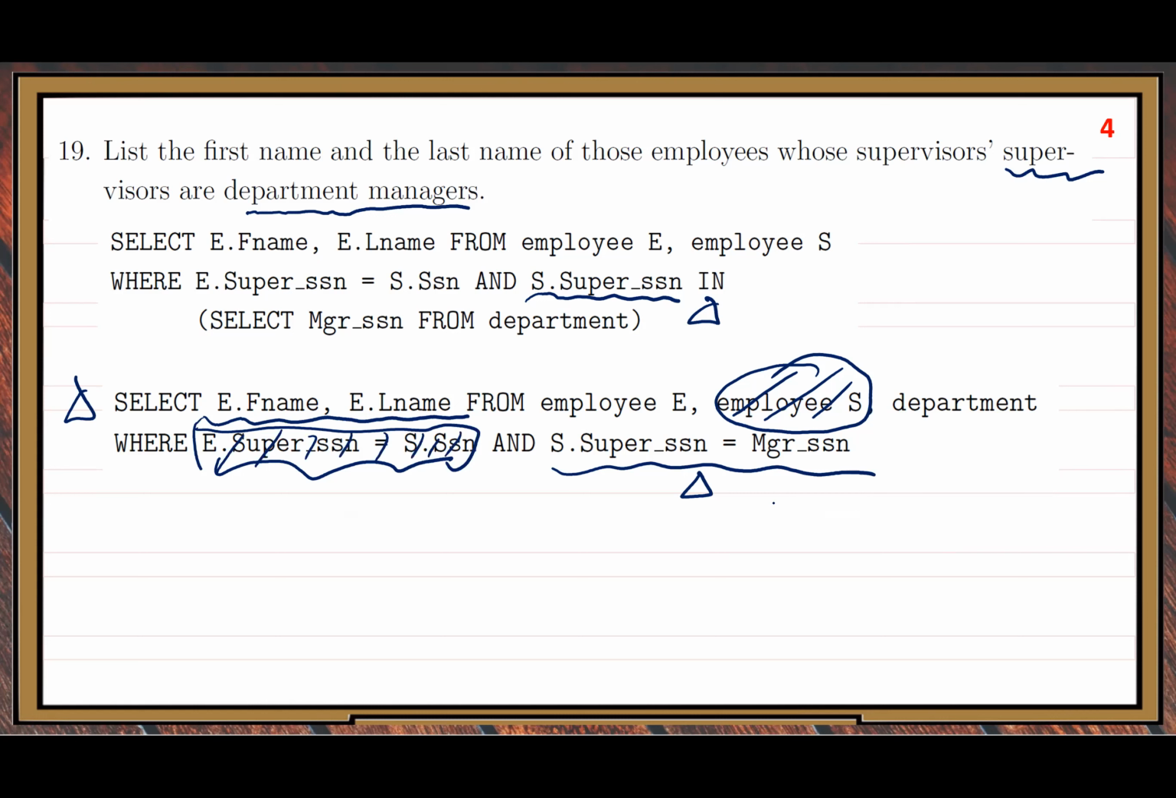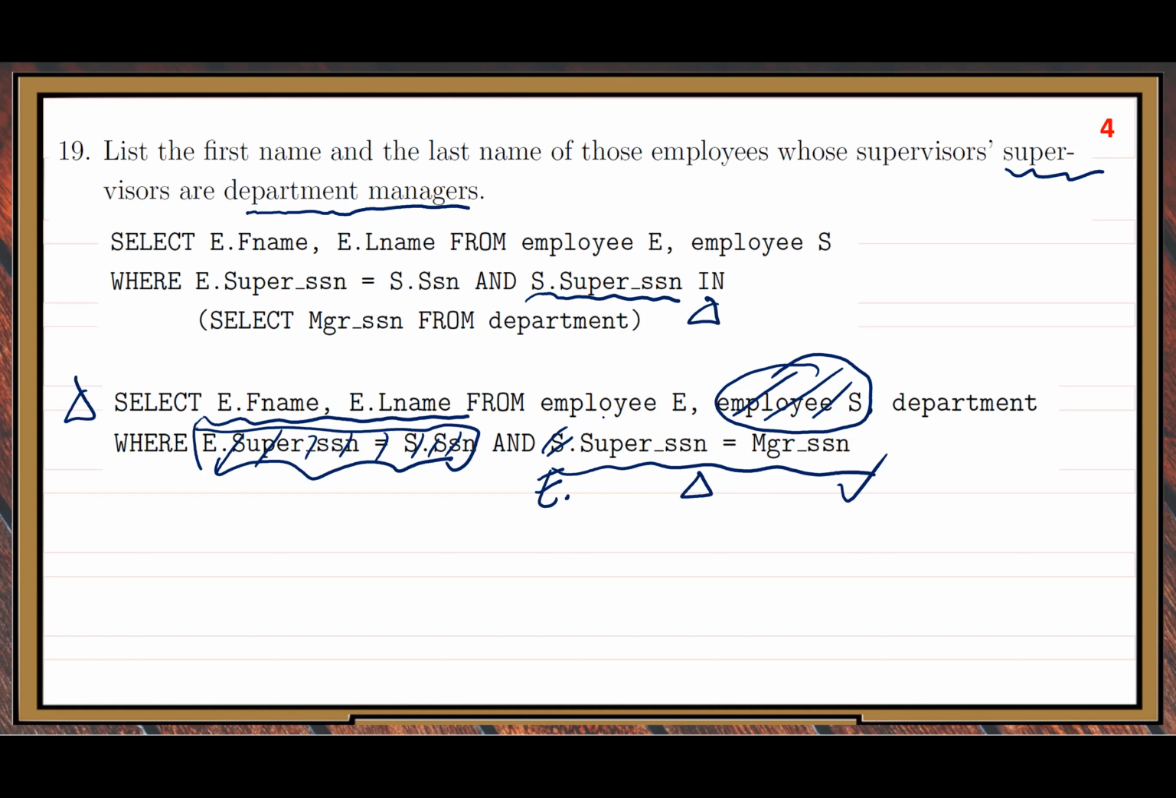So we just compare super, but not a E. We don't have an S copy, right? E dot SSN. This current employee's super underscore SSN is a manager. Okay. Is a manager.